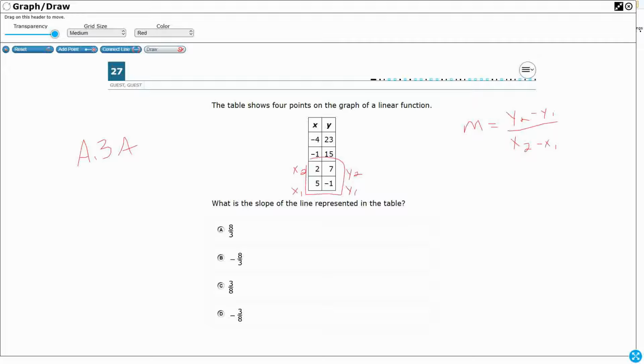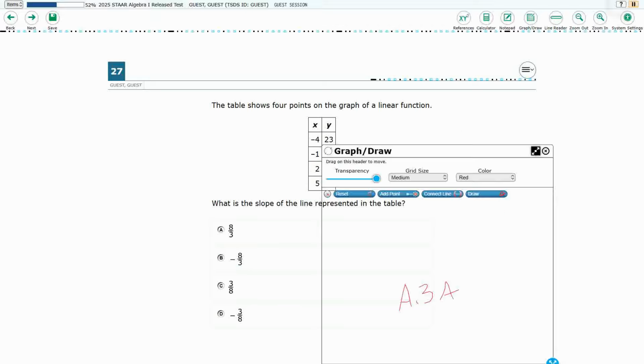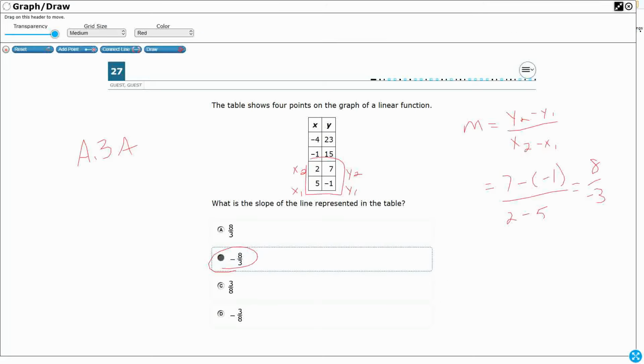So my y2 is going to be 7. Y1 is -1, so 1 minus -1, that'll end up being a +1. That's fine. And then I've got a 2 minus 5, so that ends up being 8 over -3. And you see, we had to get there, but there's a lot of different options there. So this is 8/3, and I got that negative, so we're going to end up making this a -8/3. Now that's one way to solve this.